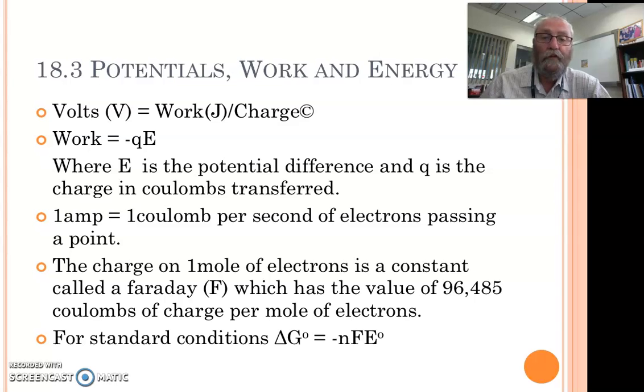So for standard conditions, delta G equals negative the number of moles of electrons times the Faraday's constant times the standard potential. And notice this is a negative number because if the reaction is occurring spontaneously, the E0 will be positive.